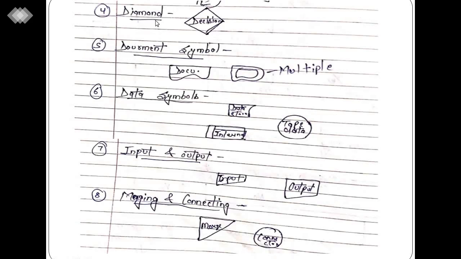After that, diamond shows decisions. Document symbols show the multiple documents related to our flowchart. Some data symbols are in rectangular form, for internal and type data. Input and output symbols show like this. Merging and connecting can be in the form of a triangle or in the form of a circle.